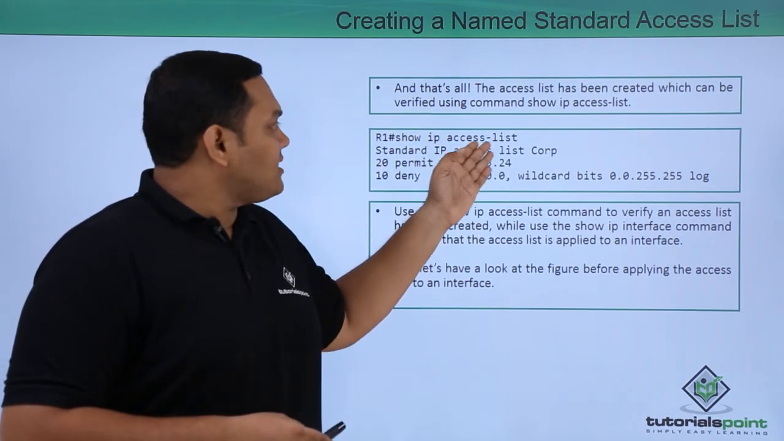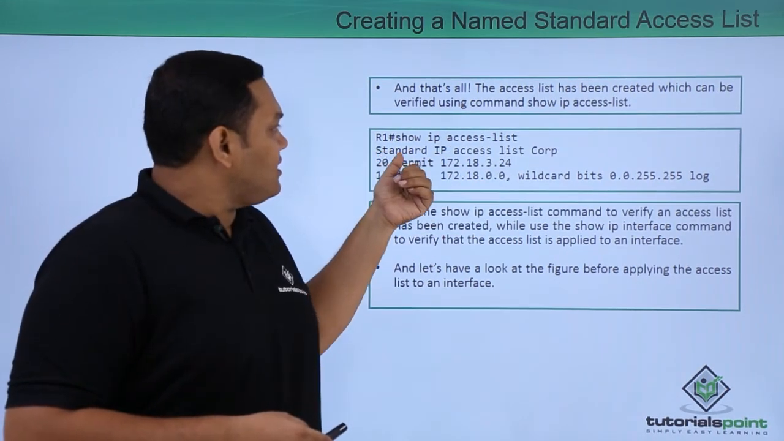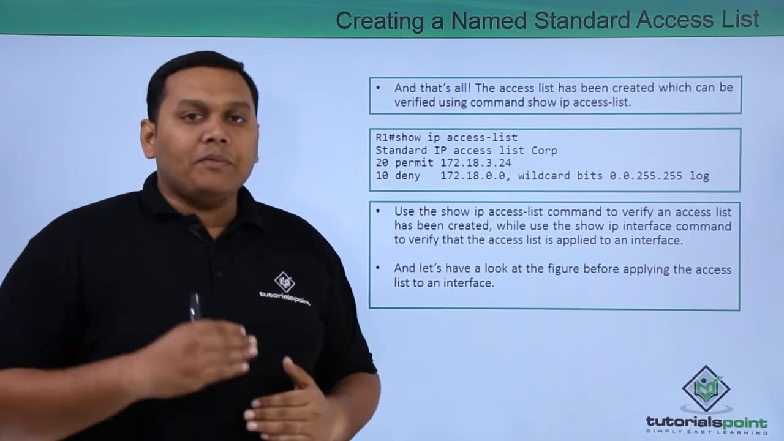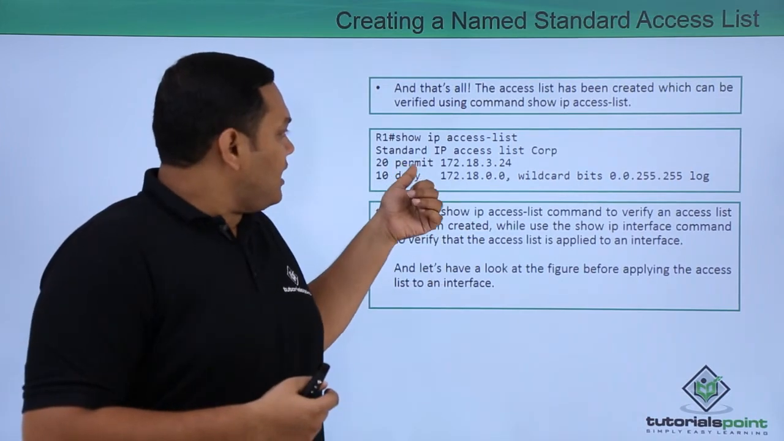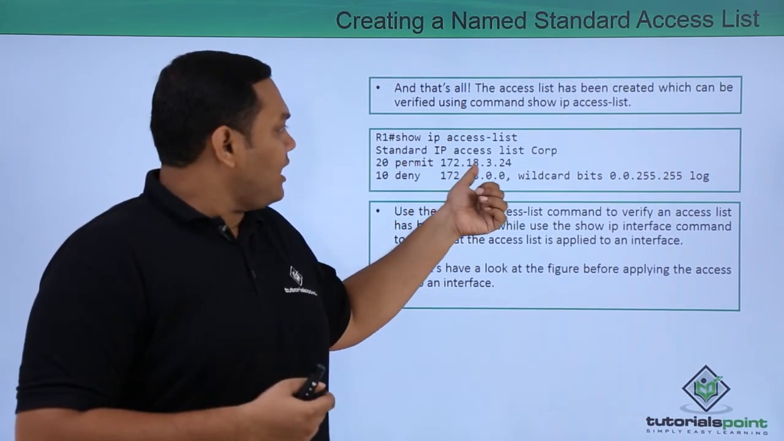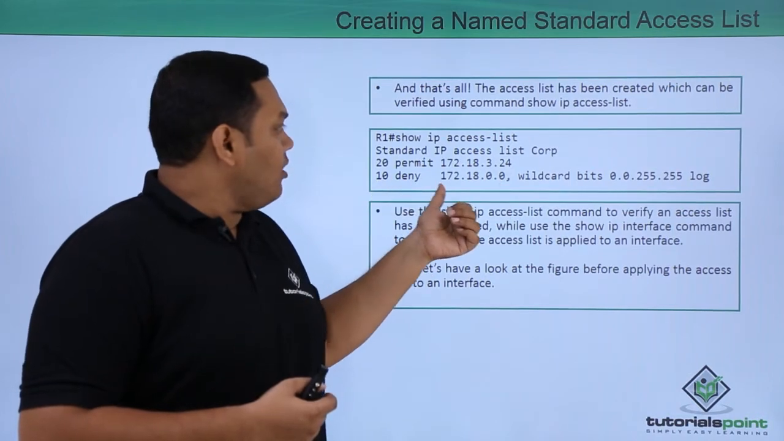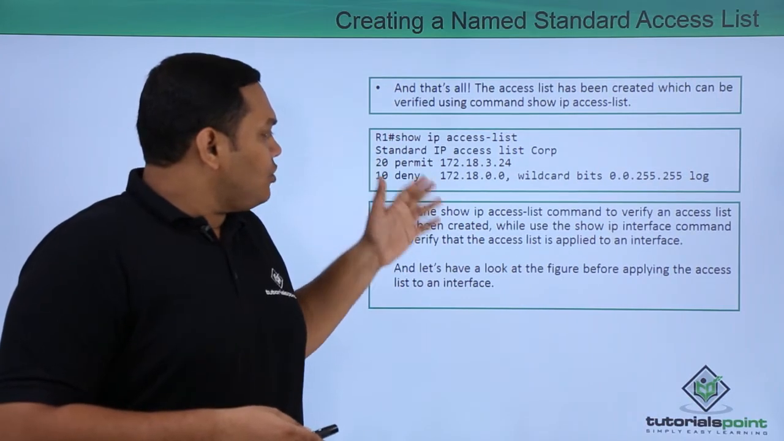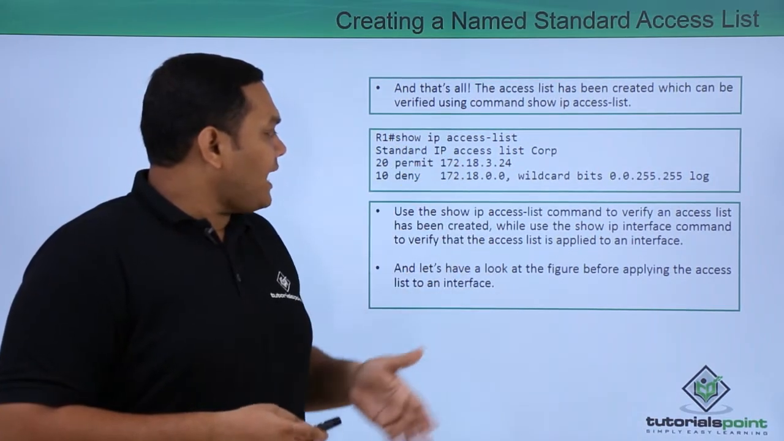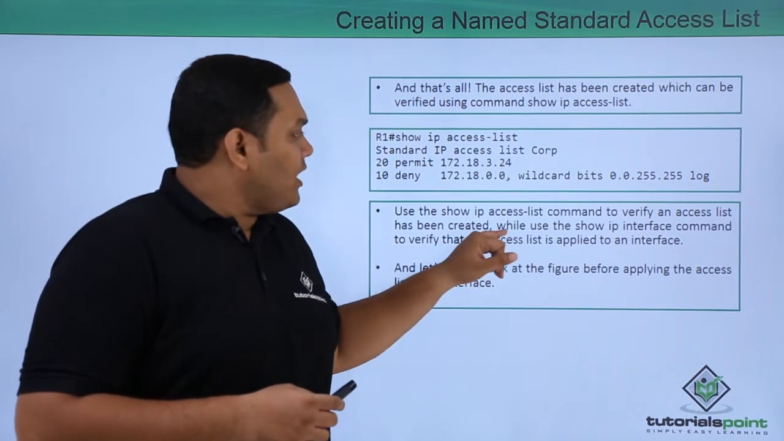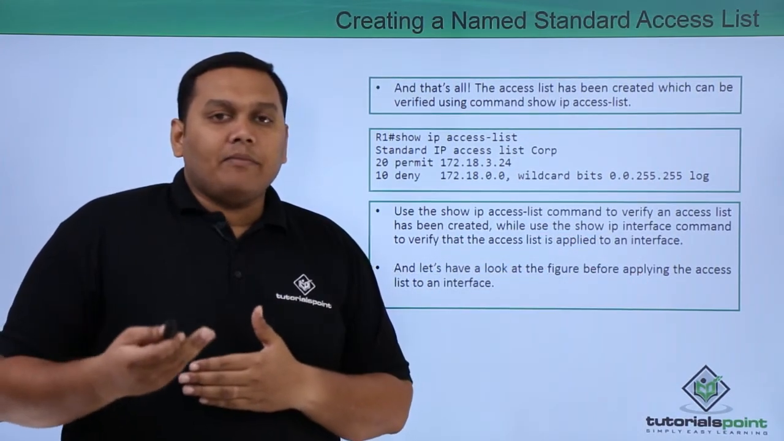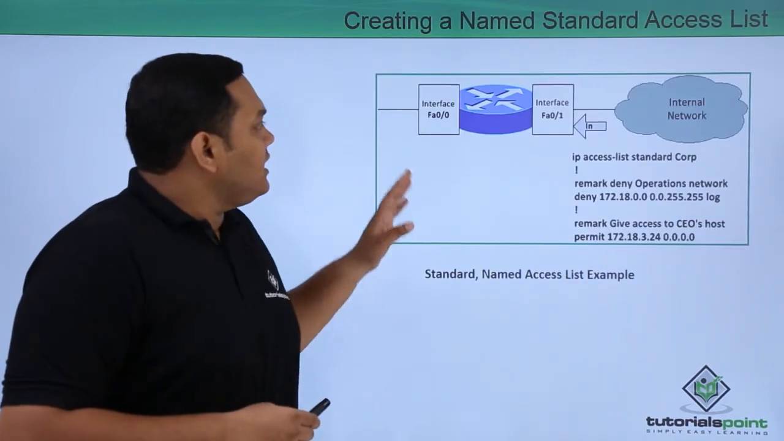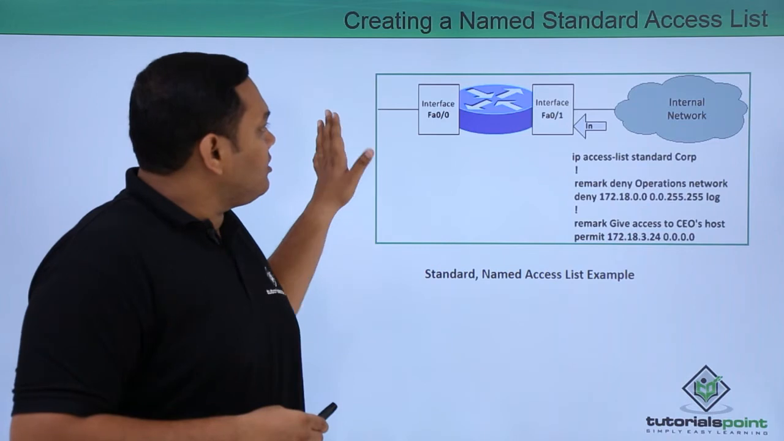If you type show ip access-list, it will show the access list name as standard IP access list corp. What are we permitting and what are we denying? You see 20 packets permitted from the CEO's IP address, and 10 denied from the operations network. So it clearly shows the command to verify the access list has been created, and the show ip interface command will give you the inbound and outbound flow of traffic on the interface.